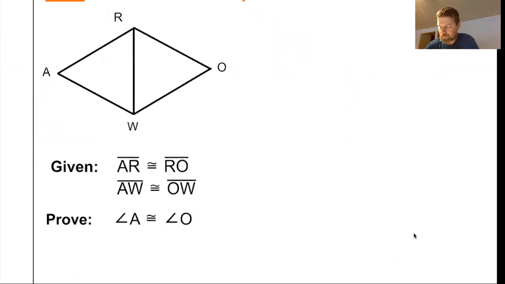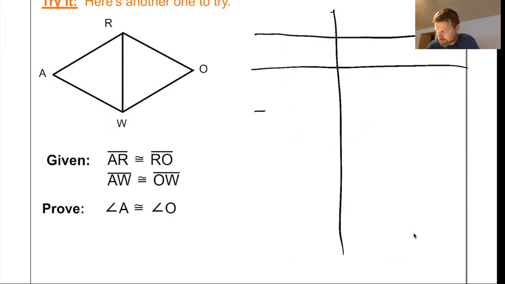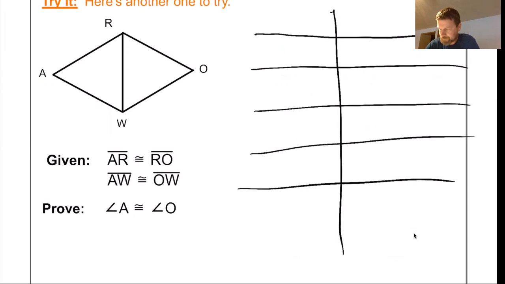Okay. Let's try another proof. Here's my two columns. Let's actually start writing out a proof. All right, so I'm going to be asked to prove that angle A and angle O are the same. Whenever you have a proof, the handy thing is to always just start with your givens. Those are things I know, they were given to be true. So that's what I always start with. I know AR is congruent to RO. And I know AW is congruent to OW.